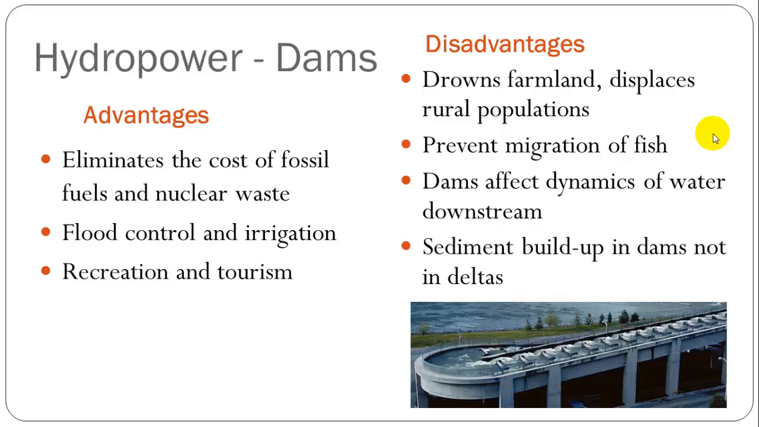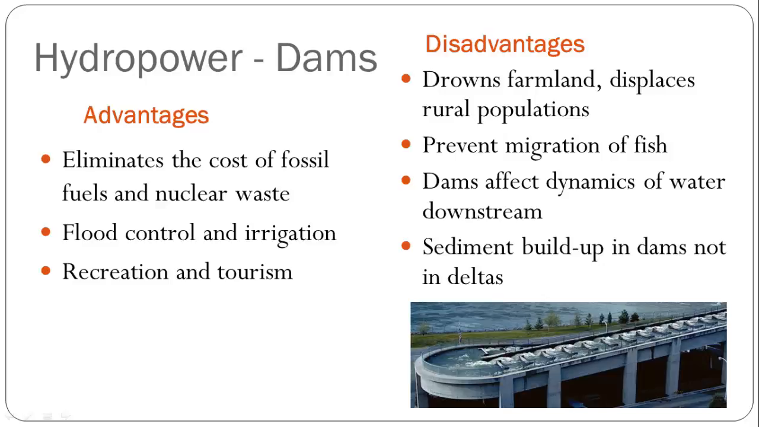All right, hydropower is the use of dams. Again, where you have the water pushing a turbo generator, converting that to electricity. The advantage is it doesn't use fossil fuels, it doesn't have nuclear waste. You can also use it for flood control and irrigation, so it's multiple use. Recreation and tourism, you make a lake, people can go water skiing on there. The disadvantage, though, is that it drowns everything upstream where you created this lake.